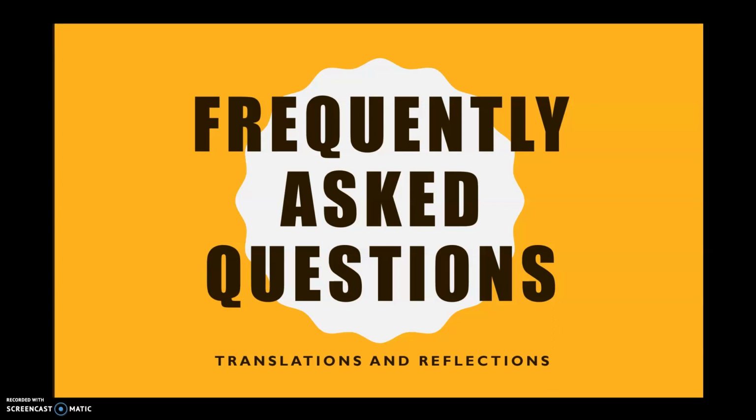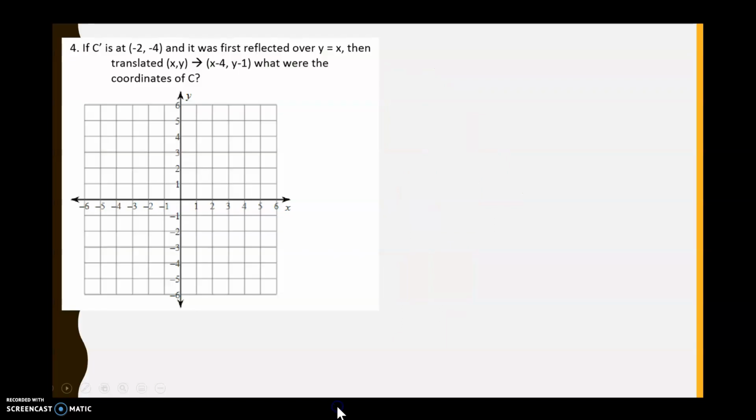Hey guys, I want to go over some questions that I think might have been a little bit challenging for some of you. The first one was number 4. It says if C prime is at -2, -4, so right here is my C prime, and it was first reflected, so this is what I'm going to have to go backwards.